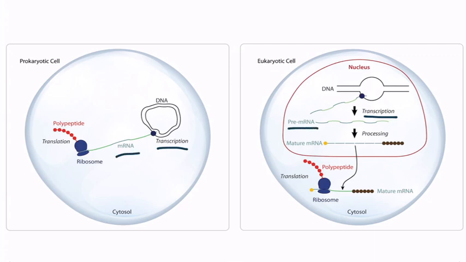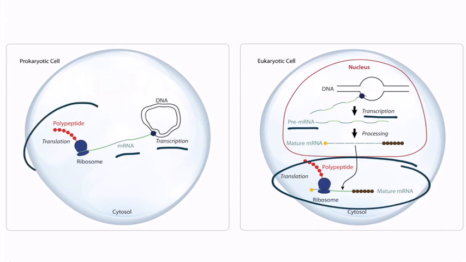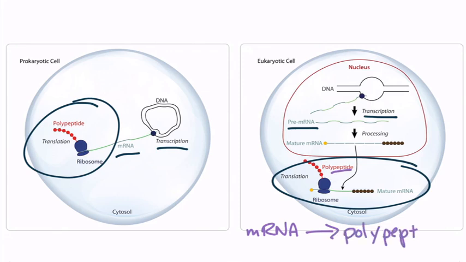In this video, we'll be discussing translation, which you can see right here. Translation is a process whereby polypeptides are synthesized using mRNA as a template. So mRNA is converted into a polypeptide. As we go through translation, we'll show it from the perspective of a eukaryotic organism, but the process is similar in both eukaryotes and prokaryotes.